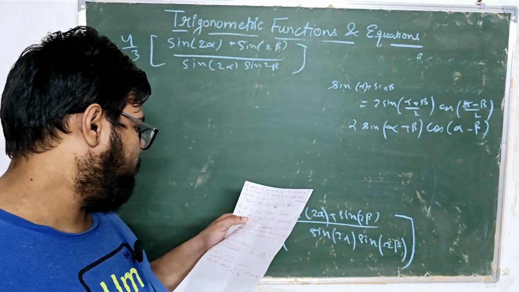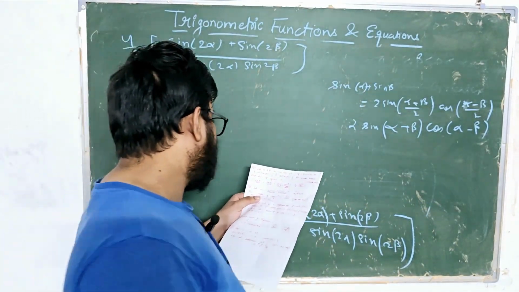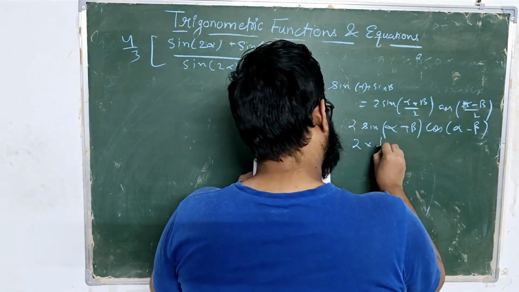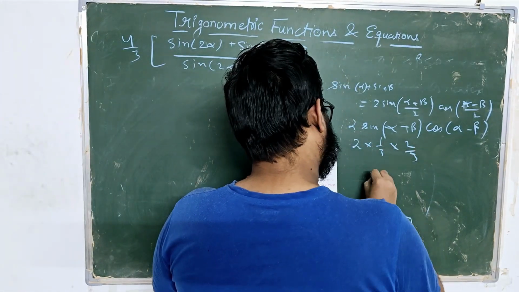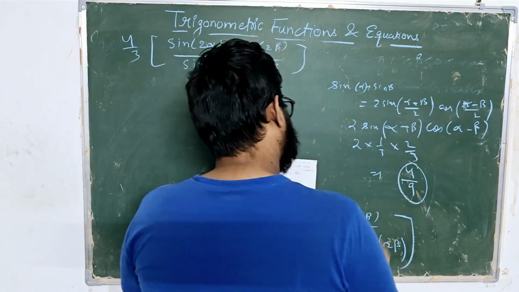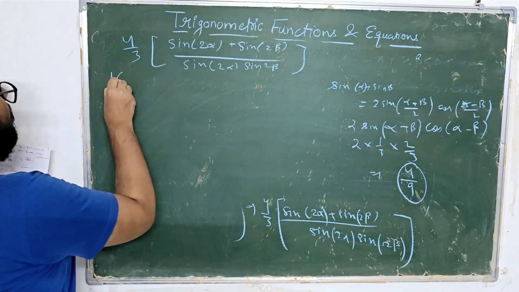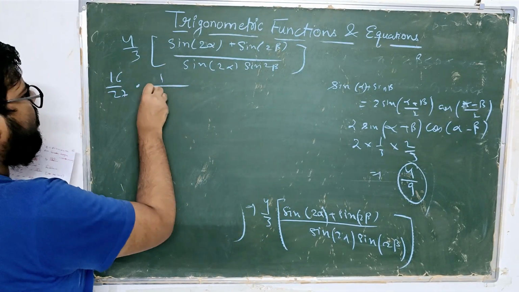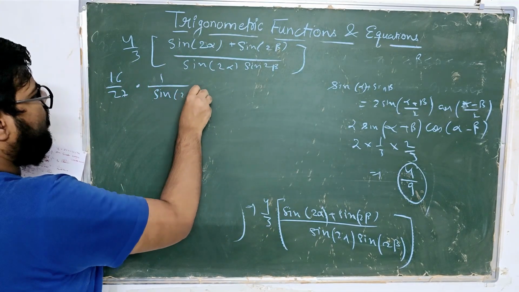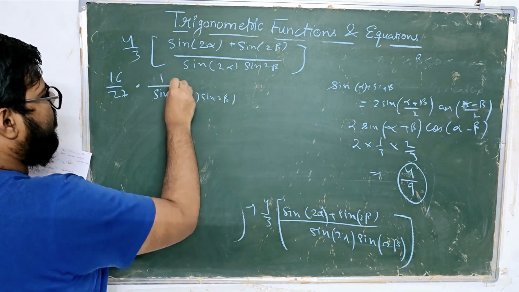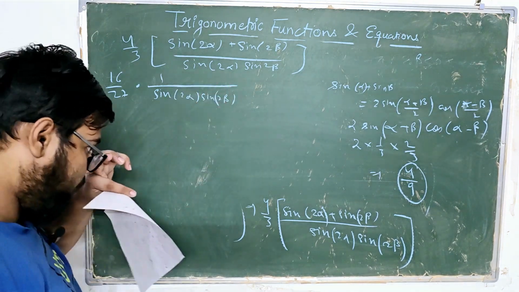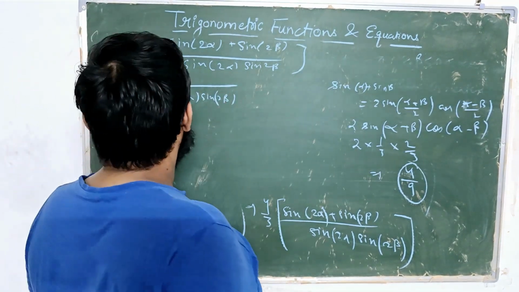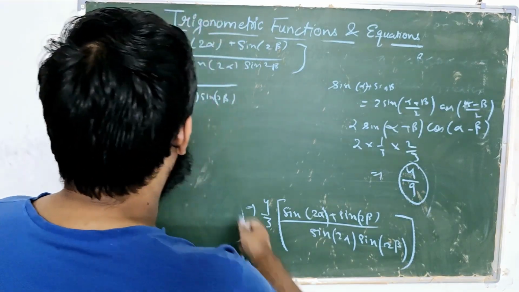And what is this? We are given sine of alpha plus beta as 1 by 3 and this is 2 by 3. Okay, so this is 4 by 9. Okay, so 16 by 27 times 1 by sine of 2 alpha into sine of 2 beta. Okay, we have this expression. So now we have to evaluate this.